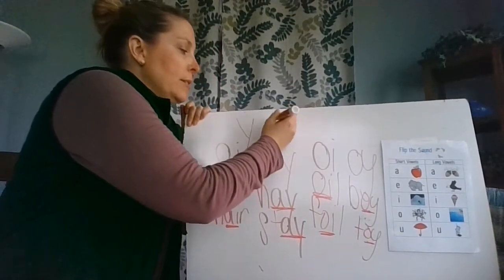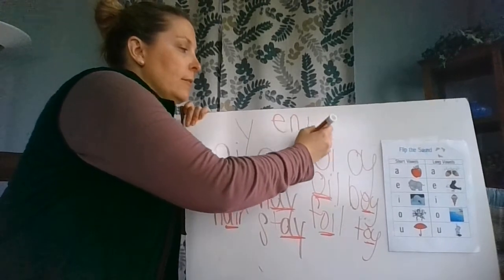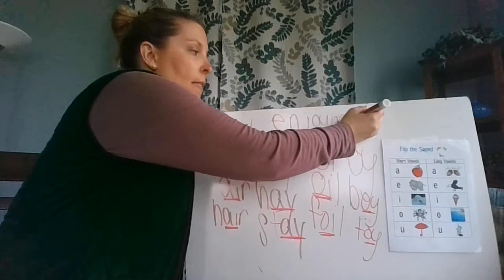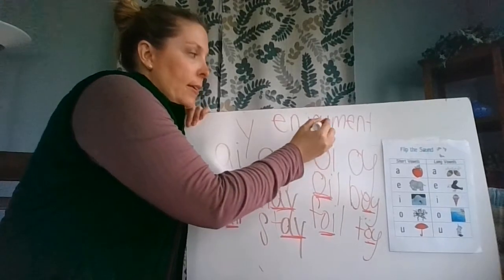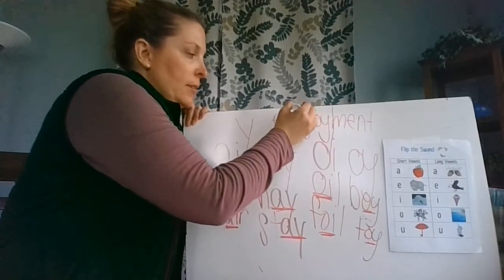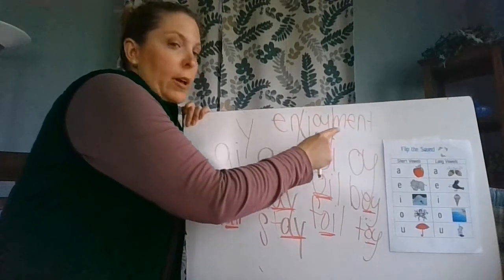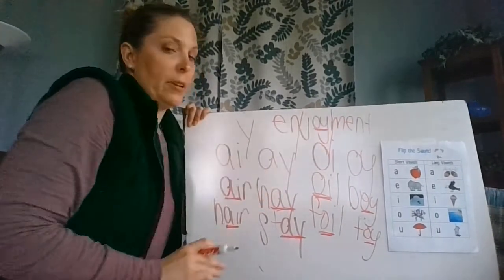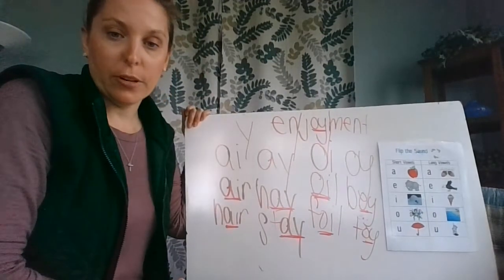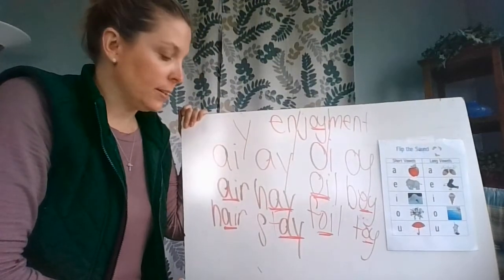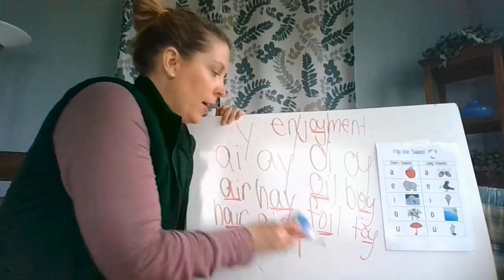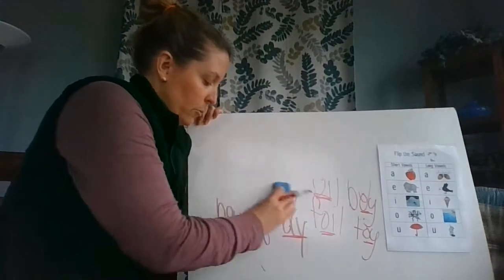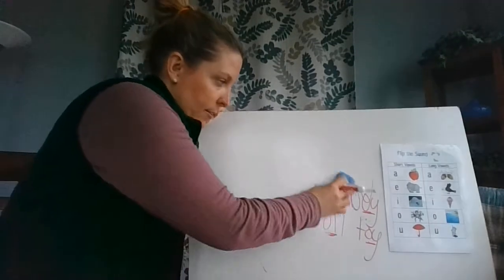Or if you remember, we did the word enjoyment, and the O-Y came, if we split this into syllables, enjoyment. And joy, it comes at the end of a syllable in this word, not at the end of a word. So it can come at the end of a word or a syllable. Nice job. All right, go ahead and erase your boards or get your papers ready to do some words.